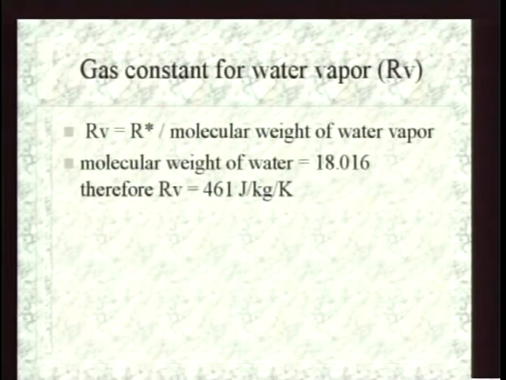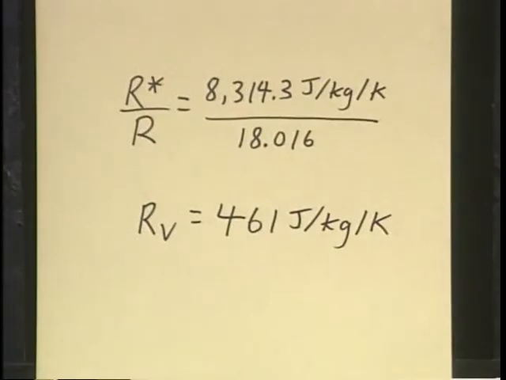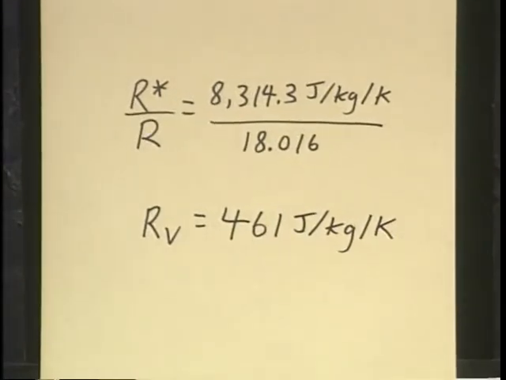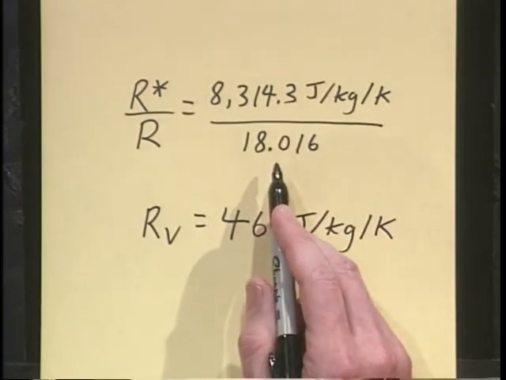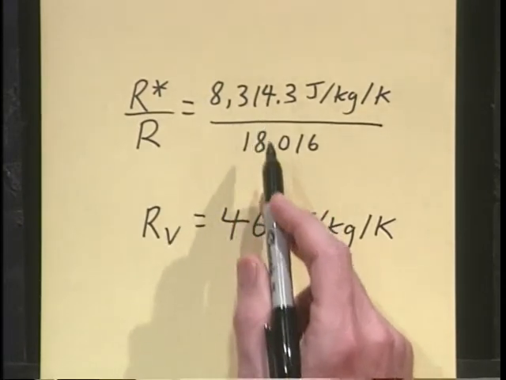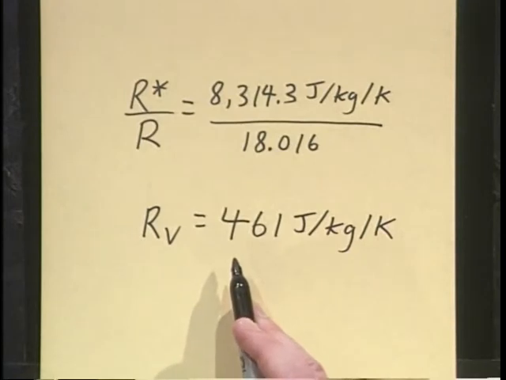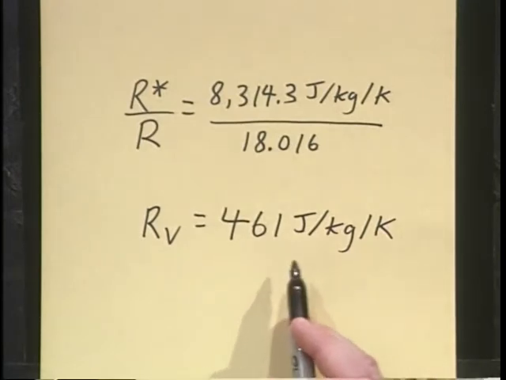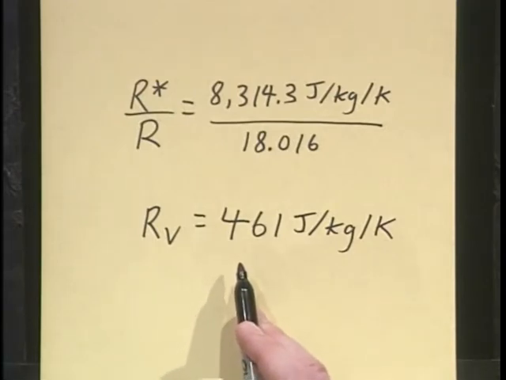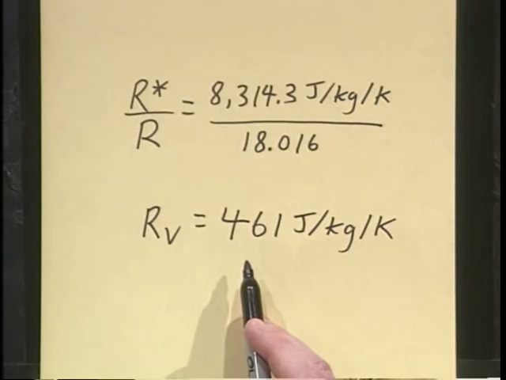And on the overhead, we'll take a look at that division. We have our R star value divided by the molecular weight of water of 18. And when these are divided out, we end up with our 461 joules per kilogram per Kelvin. So if you run across this constant in an equation, you'll know now where this number comes from.